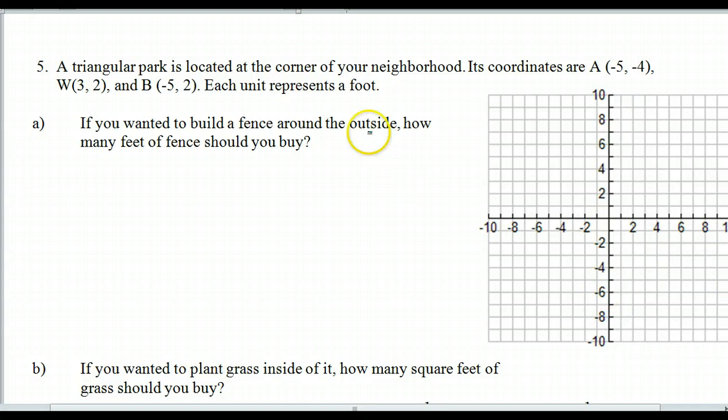Anyway, moving on to number 5. A triangular park is located at the corner of your neighborhood. Its coordinates are at -5, -4. So let's see, -5, -4. That would be right here. 3, 2. So that's right, 3 up 2. And -5, 2. That's the coordinates of our park. Okay. So here's our triangle.